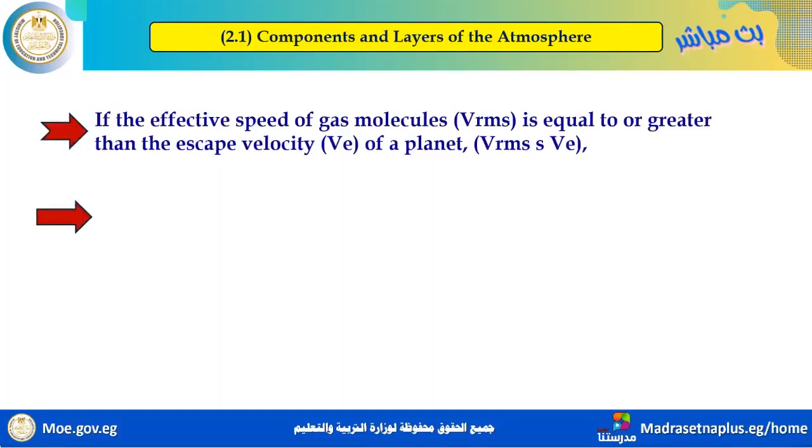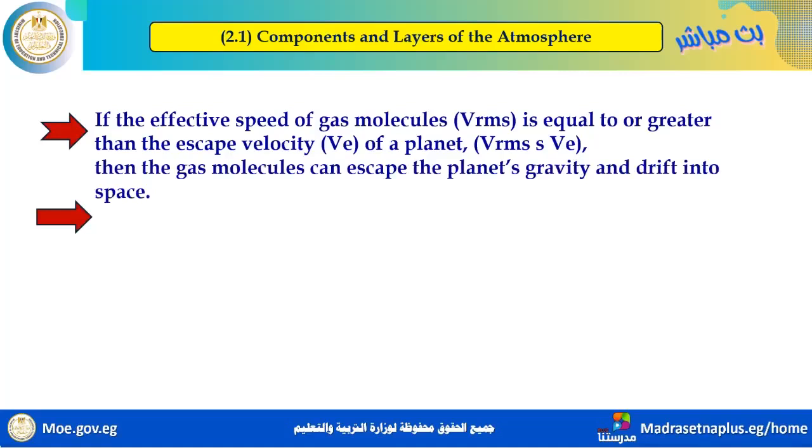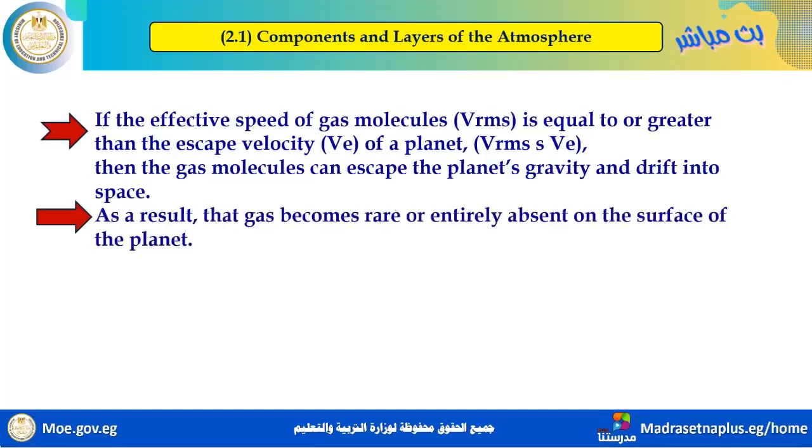If the effective speed of the gas molecules, VRMS, is equal to or greater than the escape velocity of the planet, VE, the gas molecules can escape. So if it is less than VE, it cannot escape. Equal or greater, it will escape. Then the gas molecules can escape from the planet and drift into space. As a result, the gas becomes rare or entirely absent on the surface of the planet.